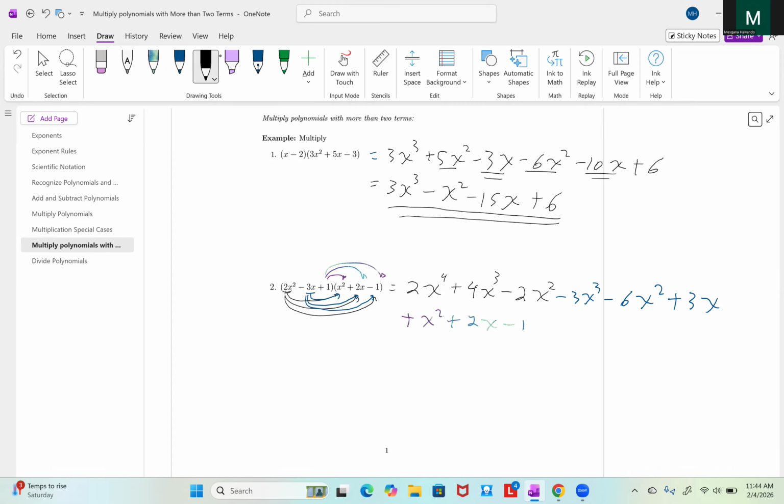Combine like terms. 2x to the 4th is by itself, it doesn't have like terms. We have 4x cubed minus 3x cubed. It becomes x cubed. Minus 2x squared minus 6x squared plus x squared: minus 2 plus minus 6 is minus 8, minus 8 plus 1 is minus 7x squared. 3x and 2x are like terms, plus 5x. And then minus 1. So we combine all the like terms, and this is our product.